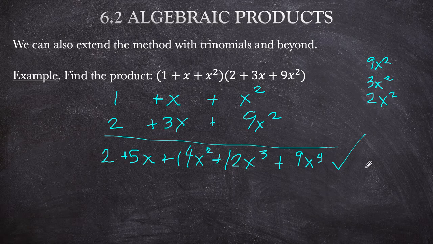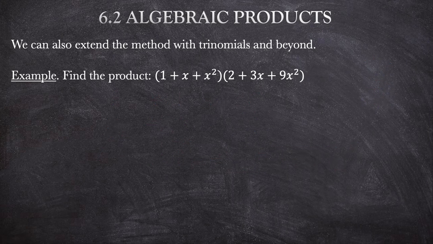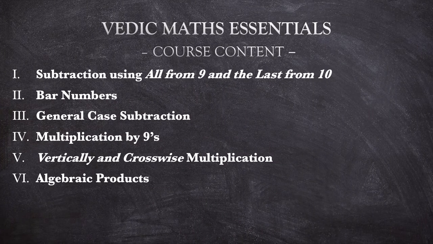Okay, and that's it for our general part of the Vedic Maths Essential. In the next video, I'm going to give you the bonus content as promised. What is our bonus content? That is making use of this Vedic Maths Essential. We're done with subtraction using all from and the last from 10. We're done with the bar numbers. We're done with general case subtraction. We're done with the multiplication by nines. We're done with the vertically and crosswise multiplication, just in this video, and we also showed the algebraic products making use of this video.